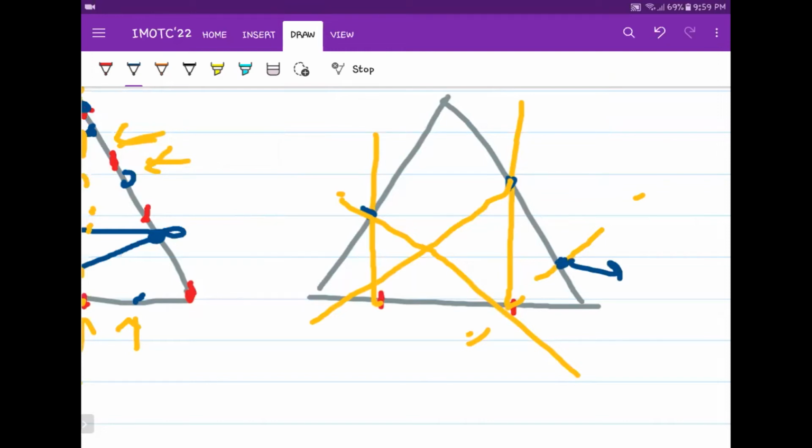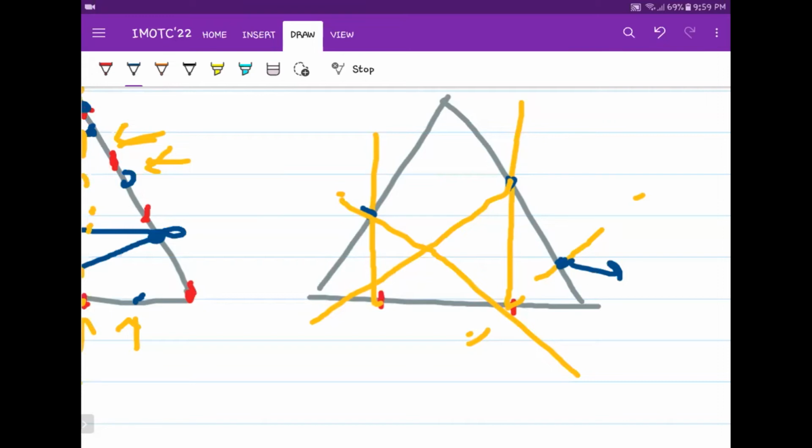What if this point is red? Why can't this be red? If it was red, then we can choose another red on that side and we'll do the contraction, as long as there's two of each.